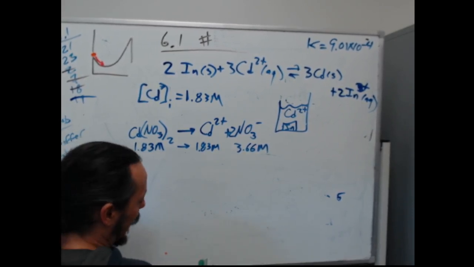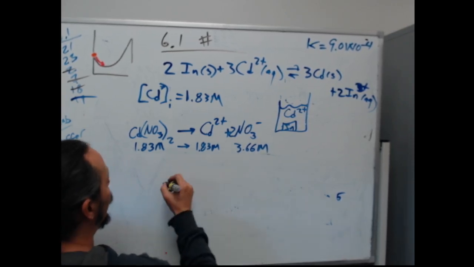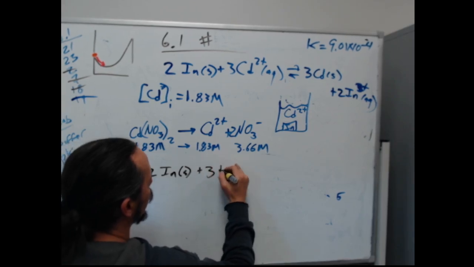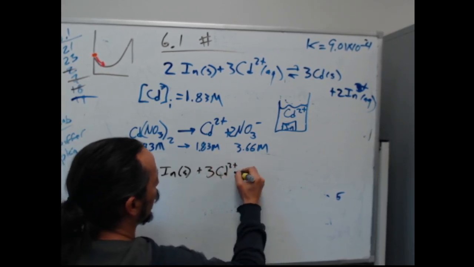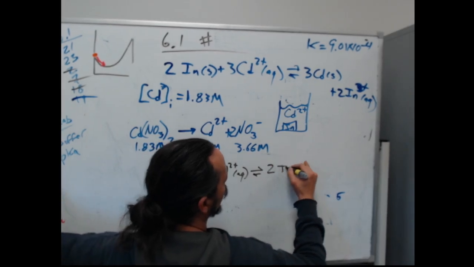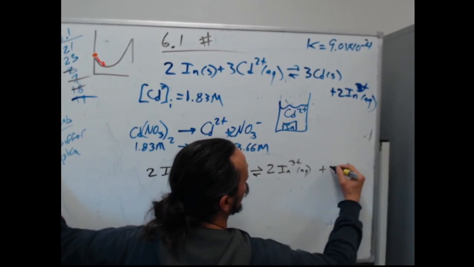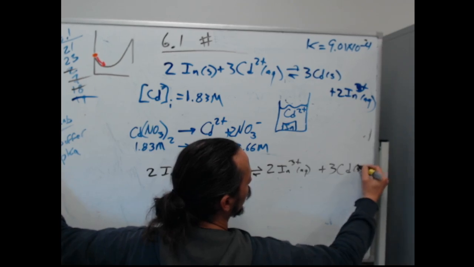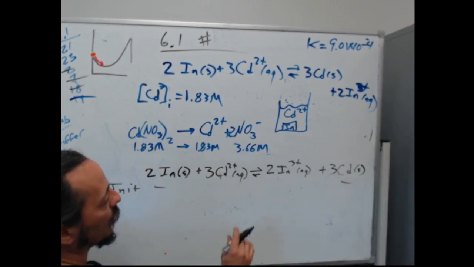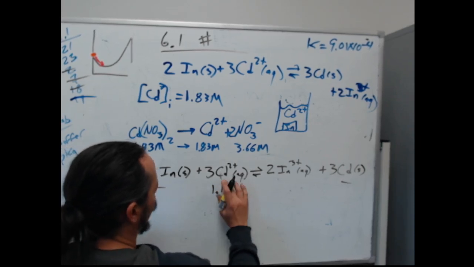Otherwise, I was going to try to do it in my head, and I'm going to make a mistake, and then you all won't see it. So I'm going to have 2 indium solid plus 3 cadmium 2 plus aqueous goes to 2 indium 3 plus aqueous plus 3 cadmium solid. My initial, I'm not going to worry about the solids. That's part of why I wanted to put them on the ends. My cadmium is going to be originally 1.8. Whoa, why did I do 2 1s there?